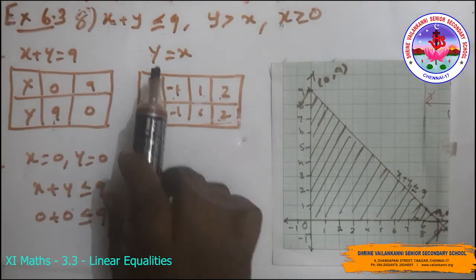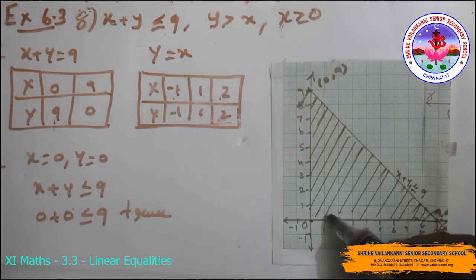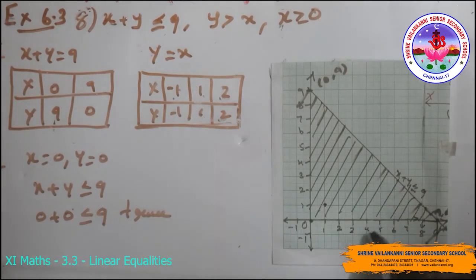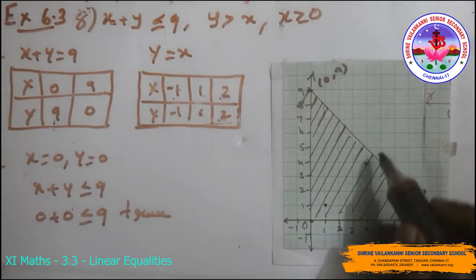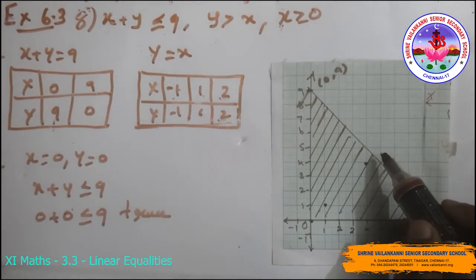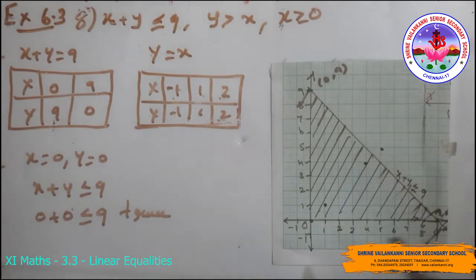Now the second equation, y equal to x. So when x is 0, y is 0. When x is 1, y is 1. When x is 4, y is 4. When x is 5, y is 5. When x is minus 1, y is minus 1. So we have to join these points using dotted lines.